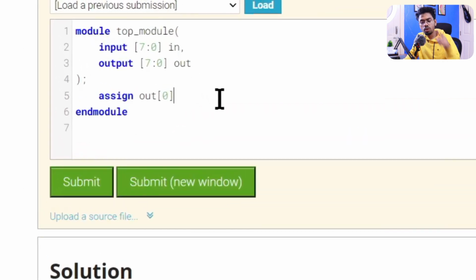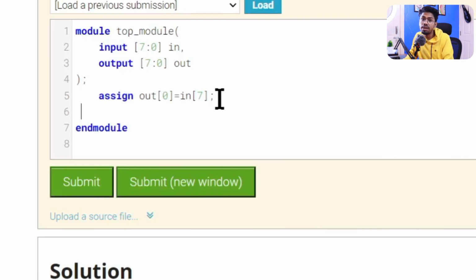So I am selecting the lowest bit of my out equal to in's highest bit, and likewise I'll take the next out 1 and assign it to in 6. I can do it, but I need to write it 8 times. It's a perfect answer, but again, it's not an efficient answer. It will take a lot of time. And likewise, we solved this in our previous example two or three days before.